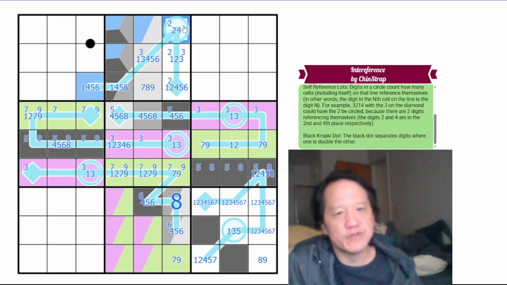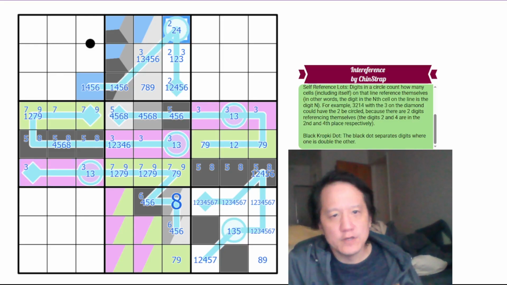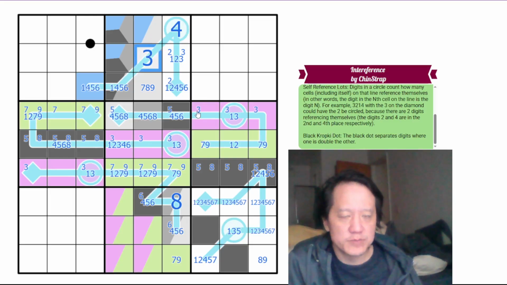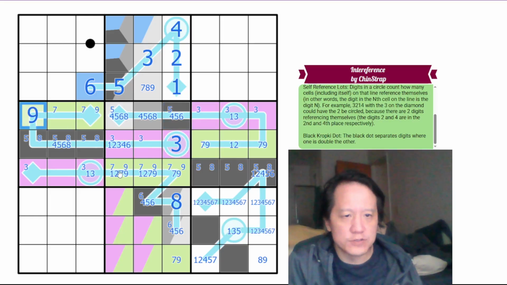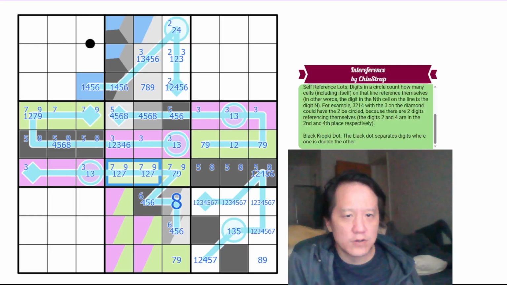So this still could be 4 here. If this is 4, this becomes 3. These have to be all self-referencing. So it's 1, 2, 5, and 6. That would force this to be 3. So that would force this to be 9. Oh. Hold up, we have more information too.